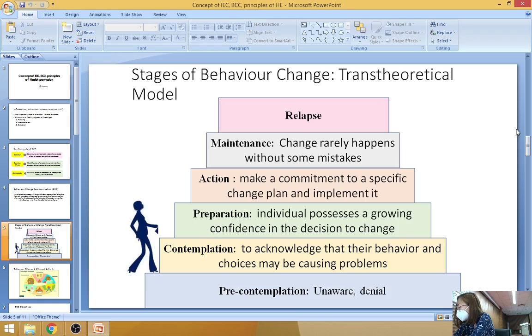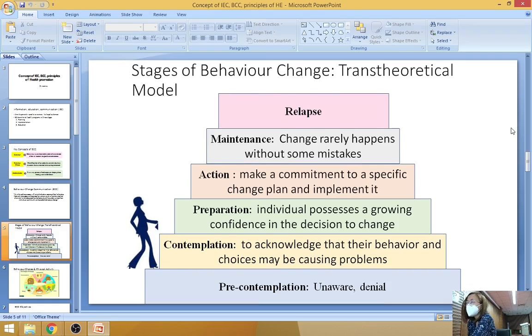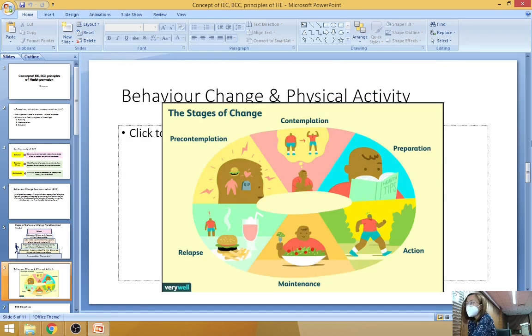First, the person is unaware. Second, that is the pre-contemplation. Contemplation is when the person became aware of it. Then after being aware of it, what happens? Preparation. Okay, he made up his mind to stop. Action means ultimately stop. Maintenance means maintain the good behavior. Okay, and at times there is chances of relapse also. So this is just one of the models. So another example is given here.